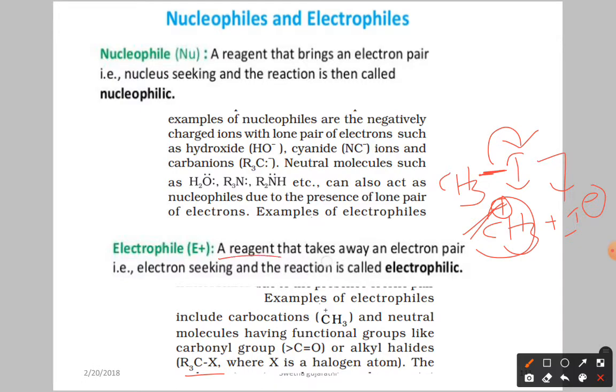So this is a reagent that takes away an electron pair. Now it needs the electron and takes the electron away. So that is called an electrophile. We are going to show it with the symbol E plus.